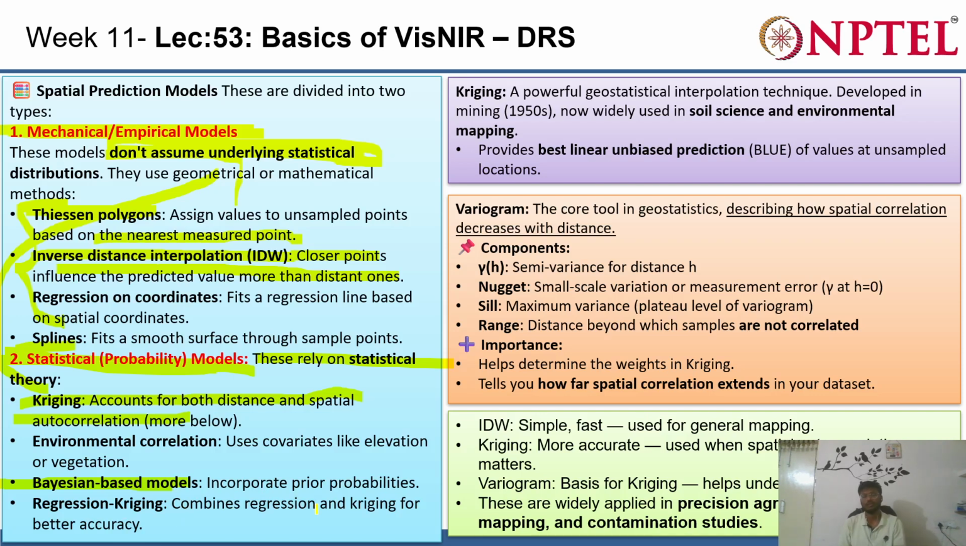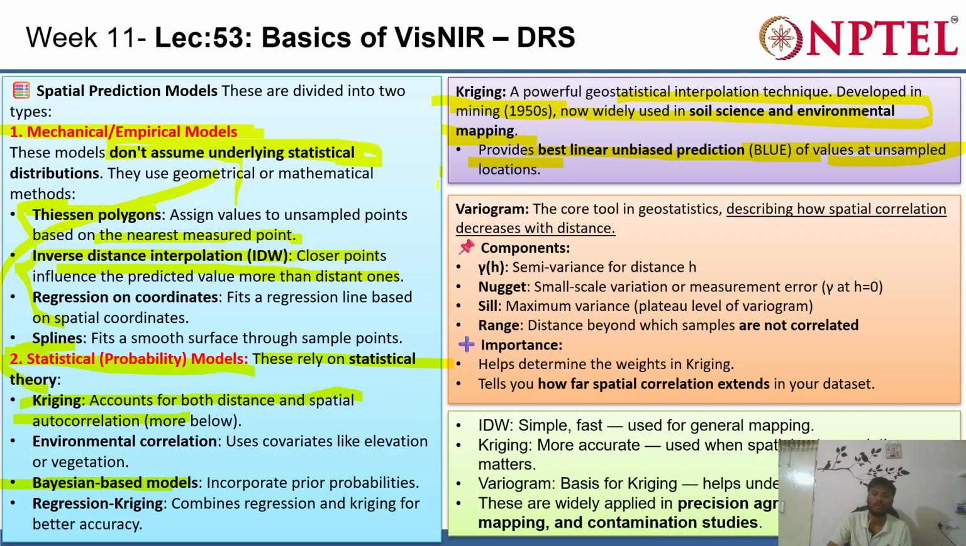And now let's talk about kriging, as it is the most powerful geostatistical interpolation technique, developed in the mining industry in the 1950s, and now widely used in soil science and environmental mapping. It provides the best linear unbiased prediction of values at unsampled locations.